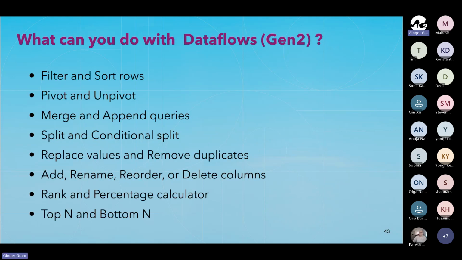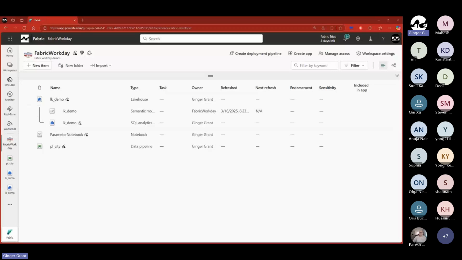So what kind of things can you do with Dataflow Gen 2? Oh, you can filter and sort rows, you can pivot and unpivot, and you can merge and append queries, do different kinds of conditional splits, replace values, remove duplicates, all sorts of different elements inside of it. Anything you can think to do like you can inside of Power BI. So let's take a look at what I can do with Dataflow Gen 2.